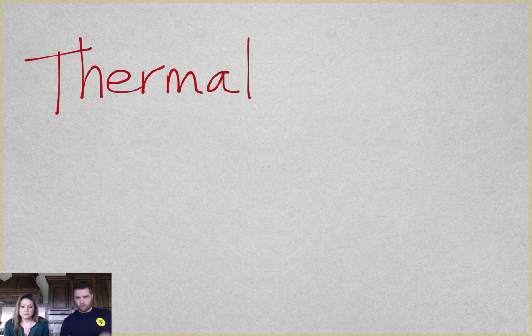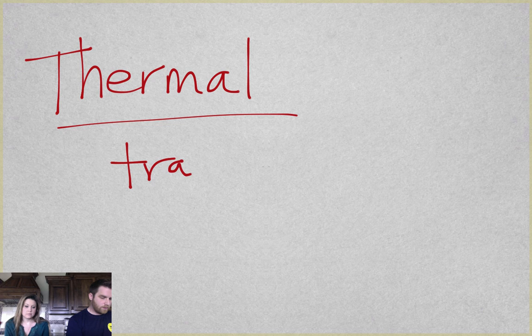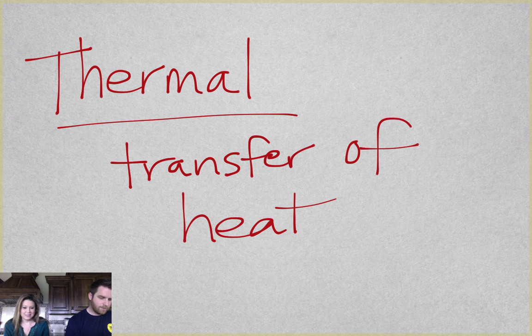It's not just a really comfy shirt. It's a type of energy. So thermal means it's based on the transfer of heat. So let's talk about thermal energy and transfer of heat. Okay. So if we're saying transfer of heat, we're always going to go from hot to cold. So energy will always move from something that's warmer to something that's colder until they reach the same temperature, and then the transfer will stop.